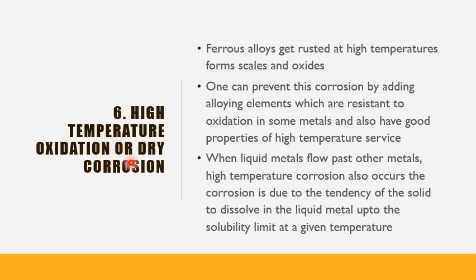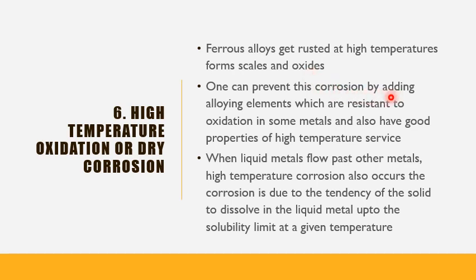High temperature oxidation or dry corrosion. Ferrous alloys get rusted at high temperature, form scales, and oxidize. The rate of reaction increases with increase in temperature, so the rate of rusting also increases with increase in temperature. For example, take an iron alloy. When we use it at very high temperature, for example in industries, iron will be converted to iron oxide, and iron oxide scales will be formed on the surface of iron.